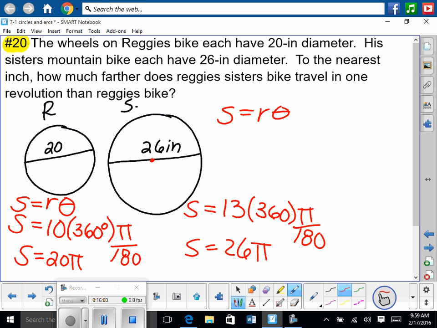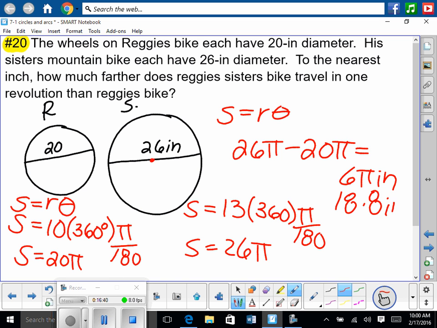Okay, so it says, to the nearest inch, how much farther, because these are inches, right? You have to be careful though, because that's pi inches. If we wrote 6 pi inches, we'd be on the right track. So let's find the actual inches on this one. We will be doing 26 pi minus 20 pi, which is 6 pi inches. So how many physical inches is that? Type it in. 18.8 inches. So do you see how you can think through that one? Okay.